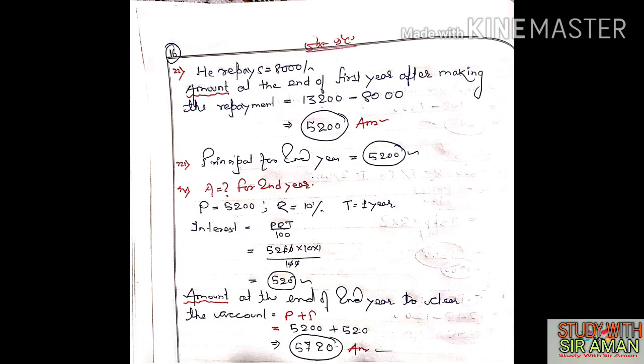Now question number 4, amount for second year. Same we will follow. Principal is 5200, rate 10%, time 1 year, interest. Then amount at the end of second year, principal plus interest, 5200 plus 520, 5720 is your required answer. The question is big, but the concept is very clear.